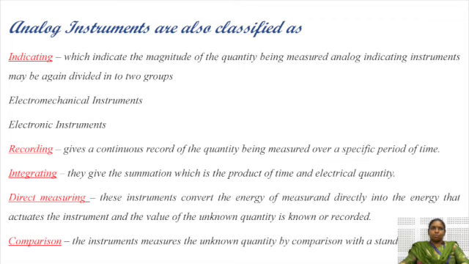Analog instruments are also classified as indicating instruments, which indicate the magnitude of the quantity being measured; recording instruments, which give a continuous record of the quantity being measured; integrating instruments, which give the summation of the product of time and electrical quantity; direct measuring instruments, which convert the energy of the measurand directly into the energy that actuates the instrument; and comparison instruments, which measure the unknown quantity by comparing it with the standard measures.